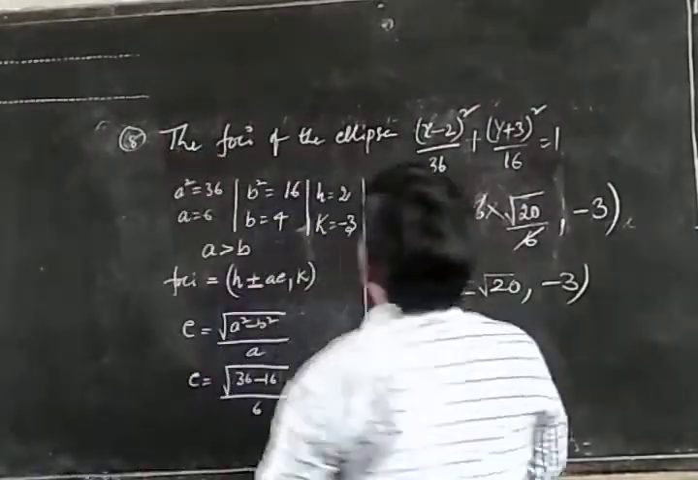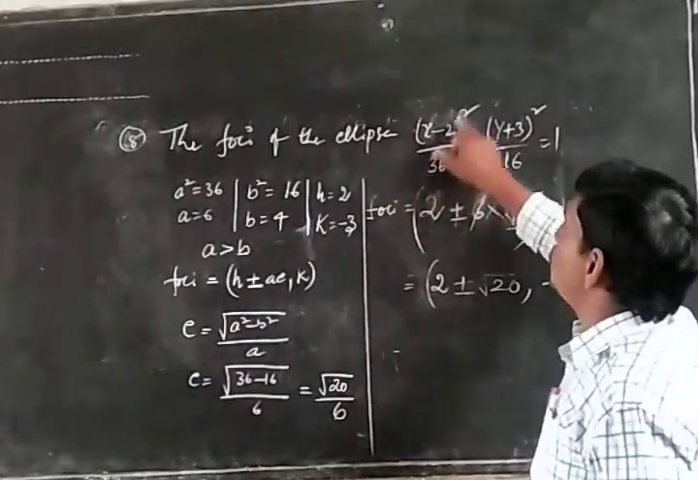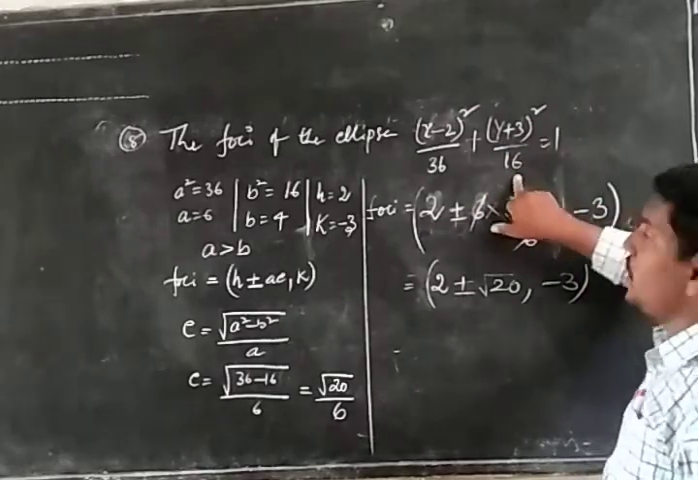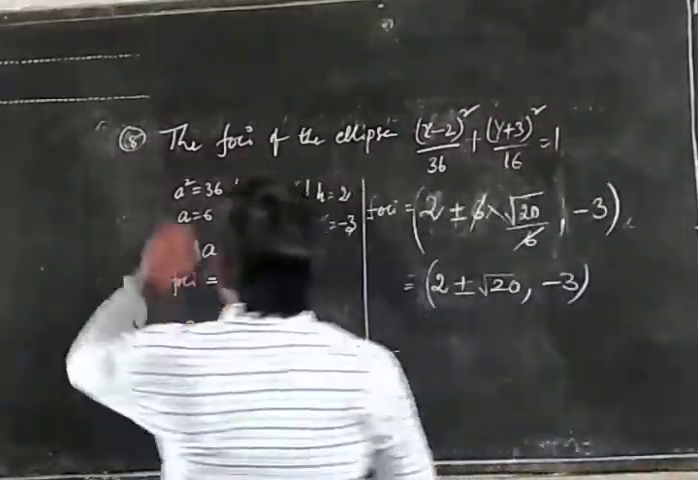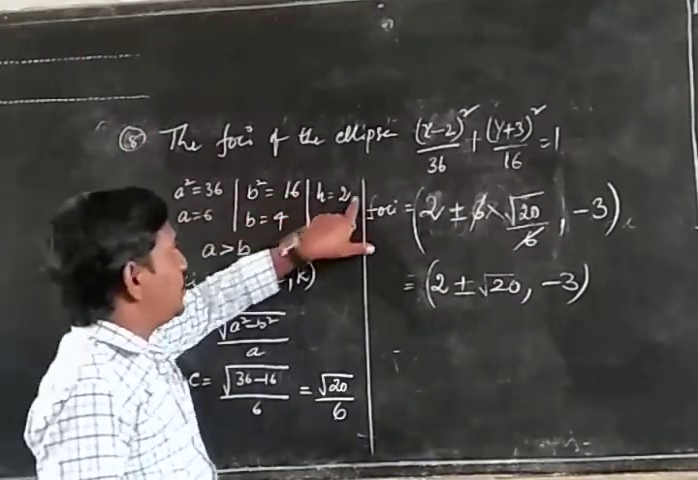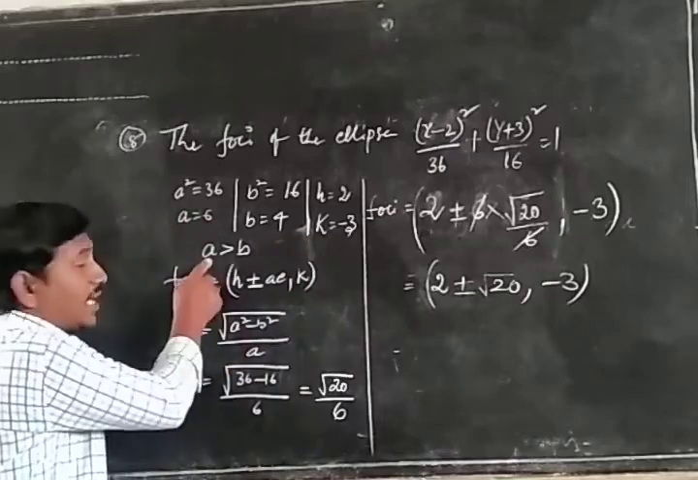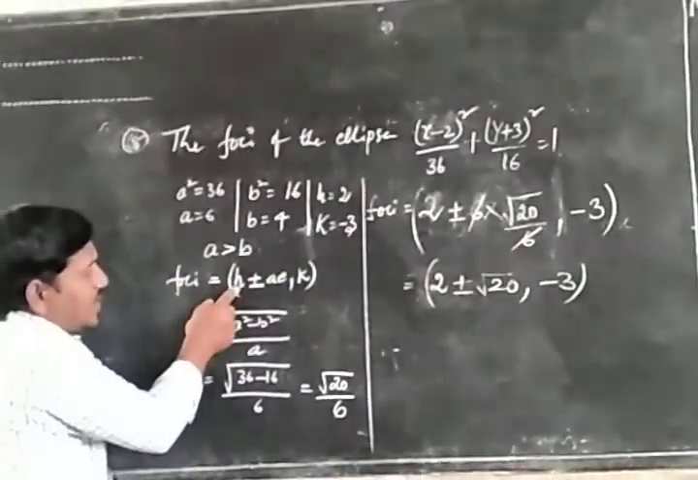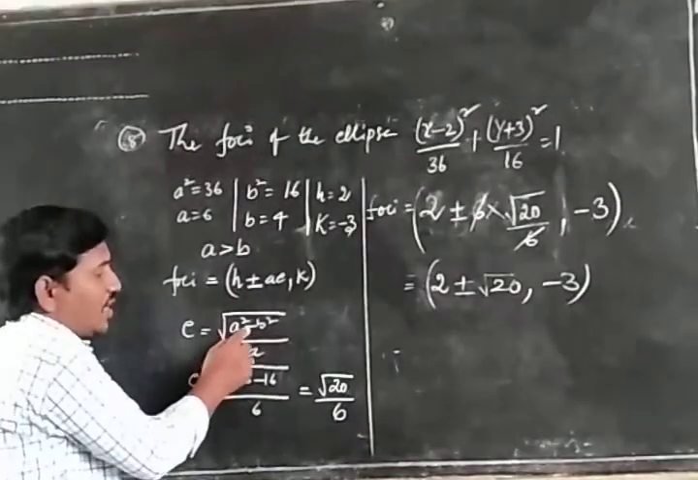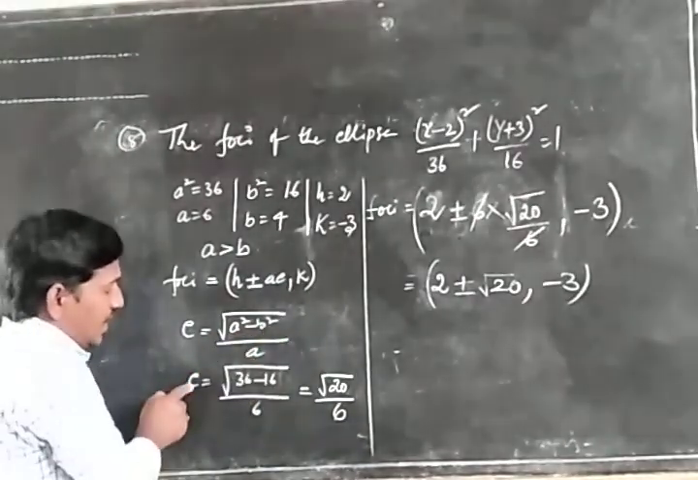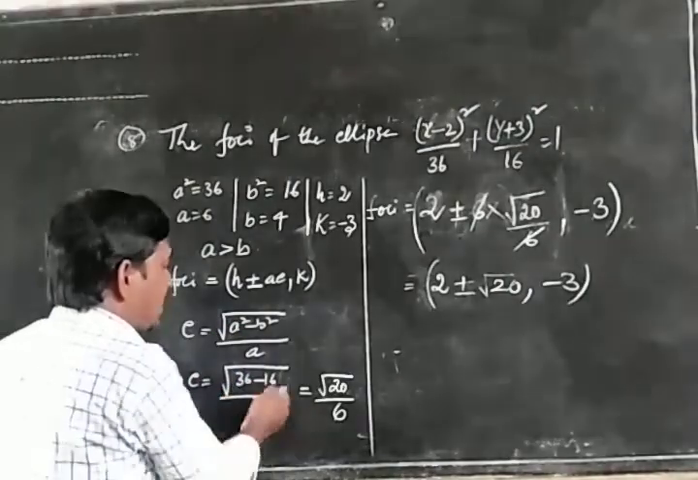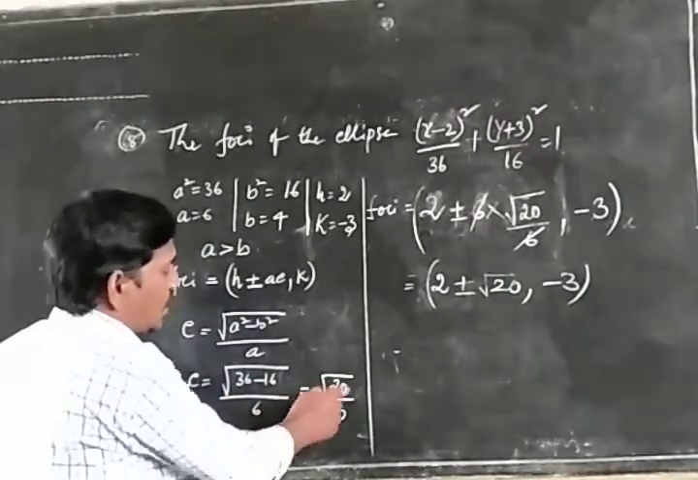Okay, the foci of the ellipse (x minus 2) whole square by 36 plus (y plus 3) whole square by 16 equal to 1. Here a square equal to 36, a equal to 6, b square equal to 16, b equal to 4, h equal to 2, k equal to minus 3. So a greater than b, foci equal to h plus or minus ae comma k, e equal to root of a square minus b square by a. e equal to root of 36 minus 16, 20, root 20 by 6.